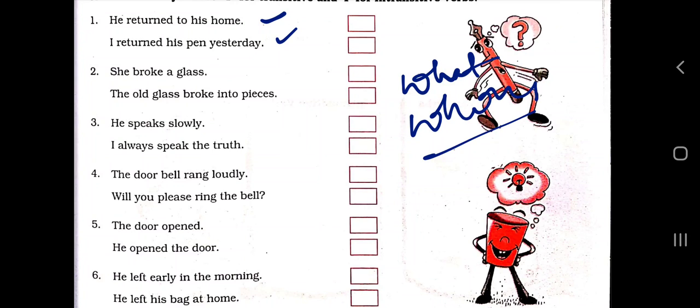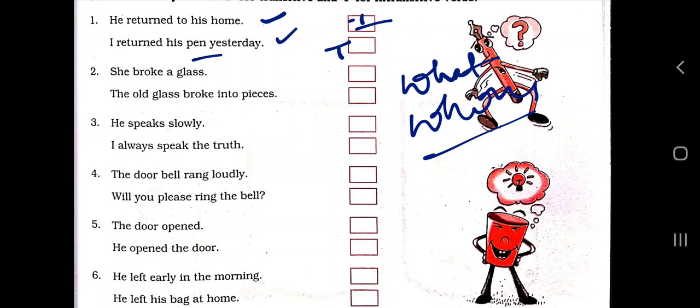He returned to his home. I returned his pen yesterday. Now in these sentences you have to find out whether the sentences are transitive or intransitive. If the sentence has an object, it is transitive, and if it doesn't have an object, it will be intransitive. You have to ask the question what or whom. So, he returned to his home. This is intransitive. He returned his pen yesterday. What? Pen. There is the object, so it is transitive.